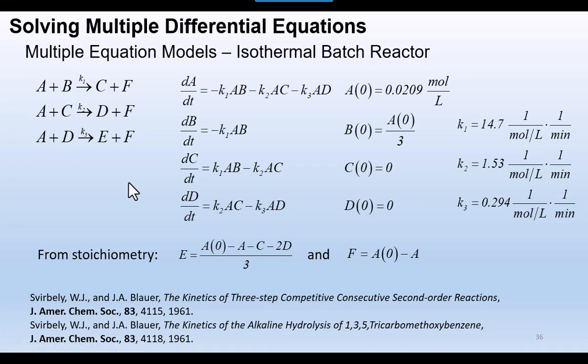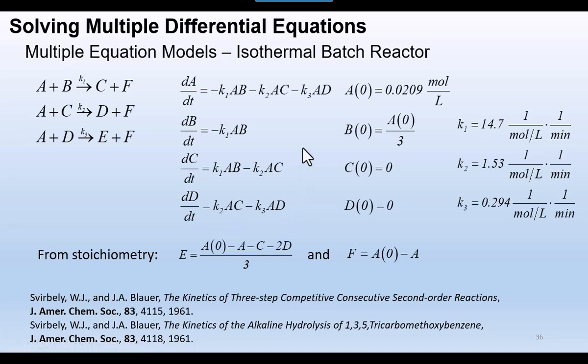And when we now want to write differential equations for that, they're more complicated because we have A being consumed by 3 reactions. This is still isothermal. B is consumed by the first reaction. We have C being produced by the first reaction and consumed by the second. And we have D being produced by the second reaction and consumed by the third.